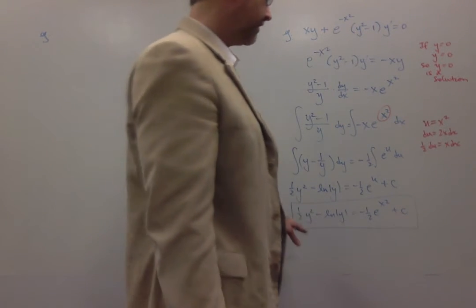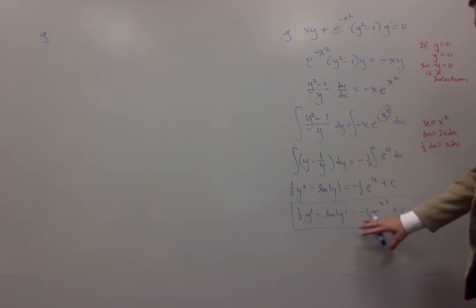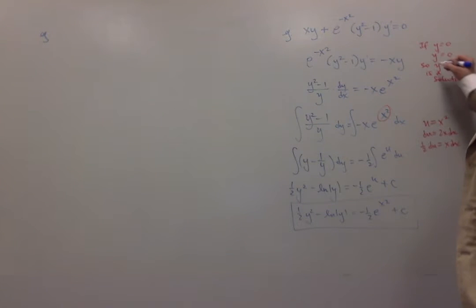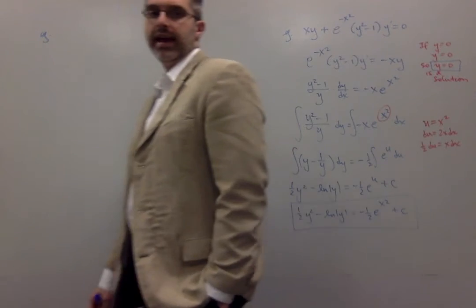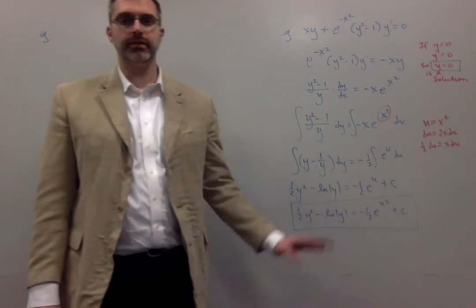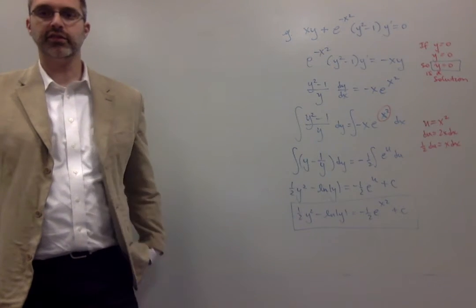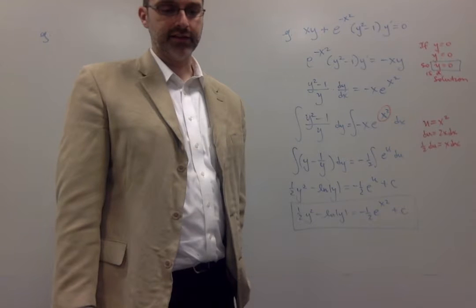So the way that you would want to answer this, if somebody said, what are all the solutions, you would say anything that satisfies this and also y equals 0. There's no actual way to combine those two answers, in part because you can't take the natural log of 0. So you can't combine those answers. Those would be the two collections of answers for that problem.